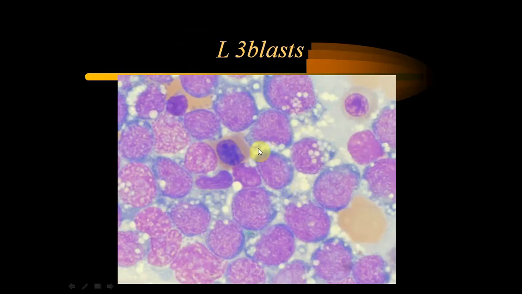So this is an L3 blast. You can see what is prominent here: quite large cells and cytoplasmic lipid-containing vacuoles, which can be stained by the lipid stain, that is oil red O. Okay, this is an L3 blast.